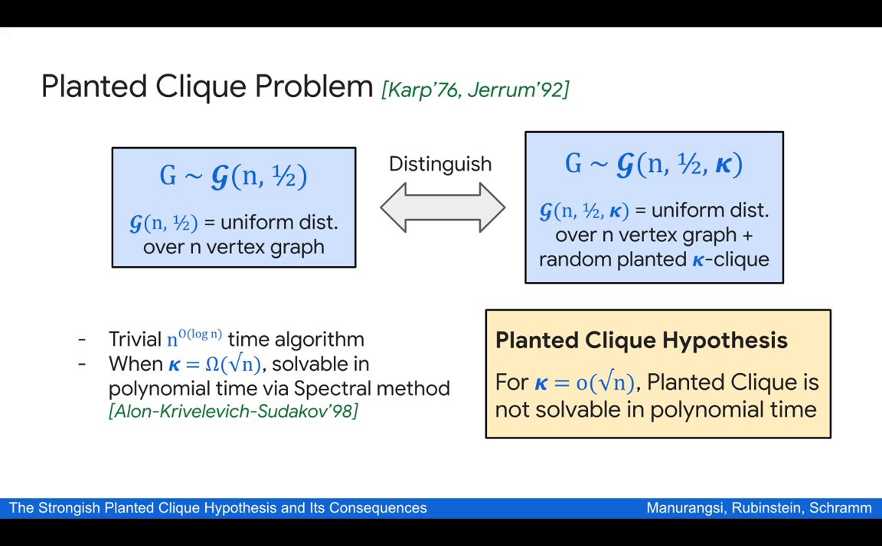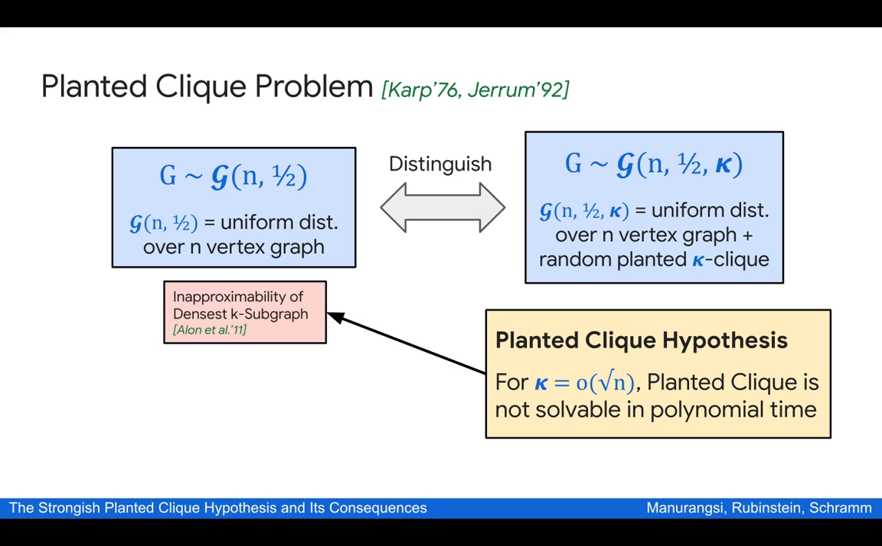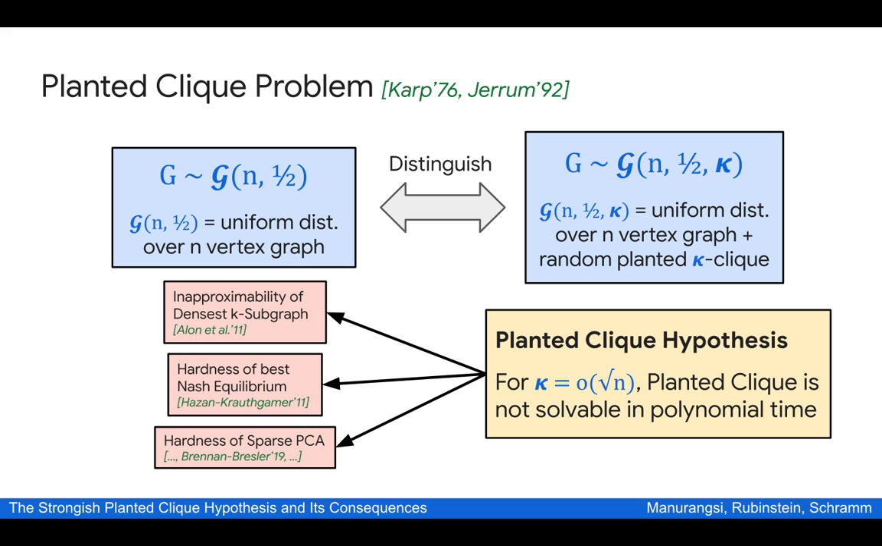So in recent years, the planted clique hypothesis has been used as a basis to prove many hardness results, including an inapproximability result for densest k subgraph. So recall here that in the densest k subgraph problem, we are given a graph and an integer k, and we would like to find a subgraph of size k that contains as many edges as possible. It has also been used to prove hardness for the Bayes Nash equilibrium, and also for some more average case problems such as sparse PCA, and many more.